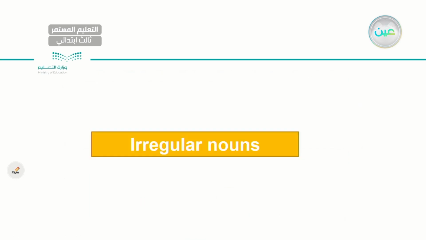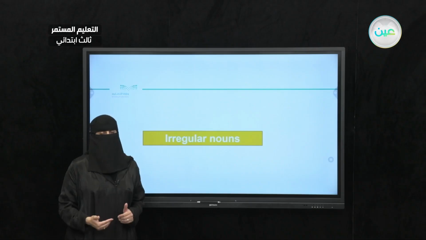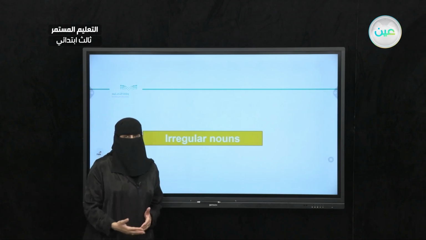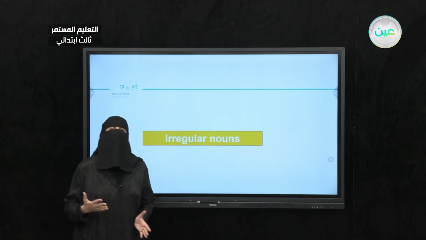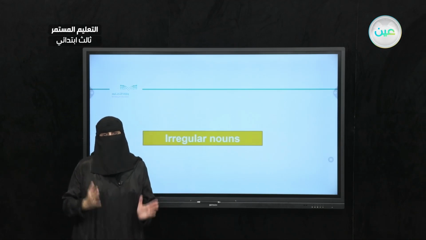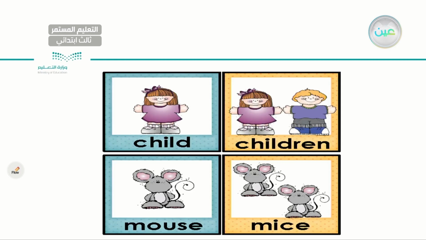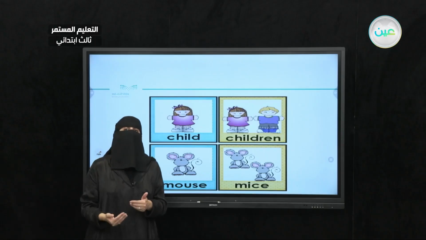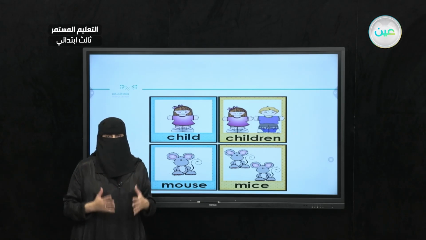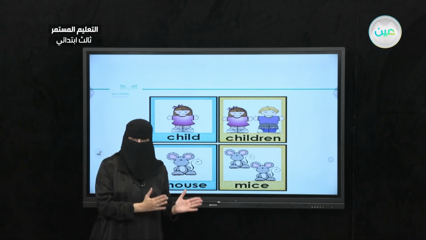Very good. Now, sometimes we have irregular nouns that are treated differently. Still they are plural, but we don't form it in a regular way. That means that we don't add s. It is formed differently. For example, child is singular, children is plural, mouse is singular, mice are plural. Now, as you can see, they are still countable, but we form the plural in a different way. That's why we call them irregular nouns.